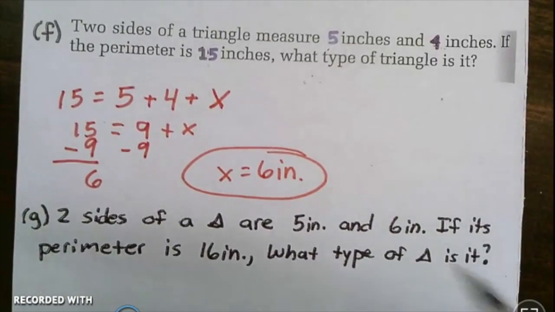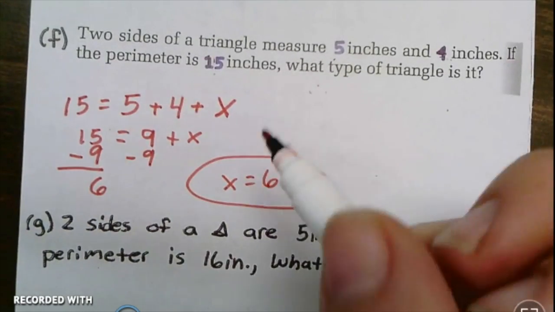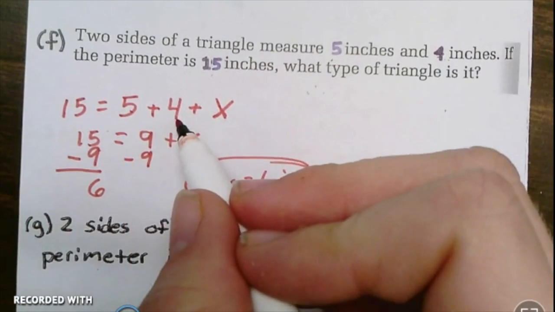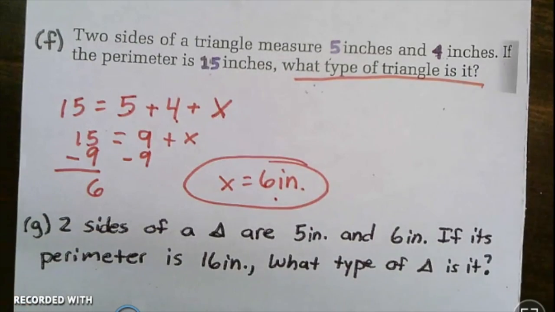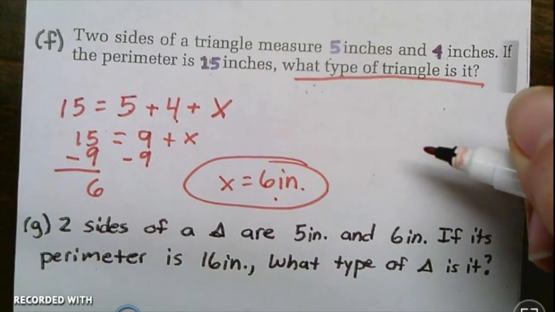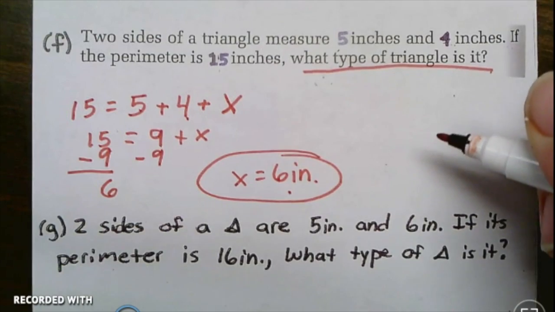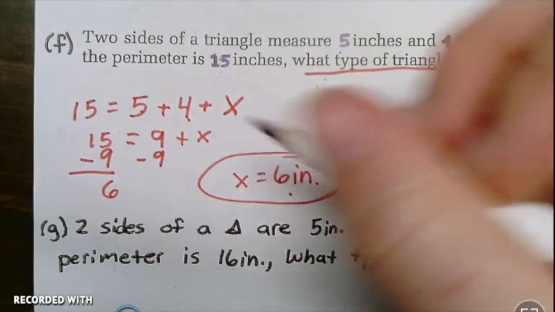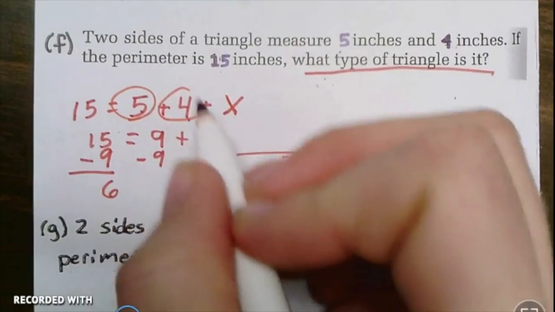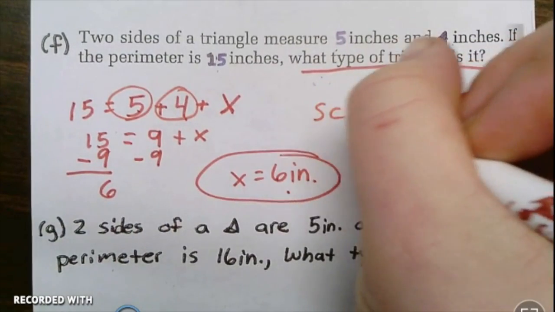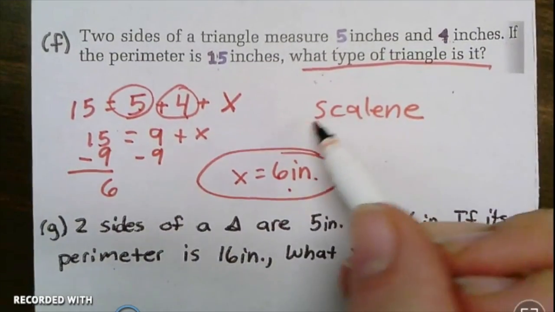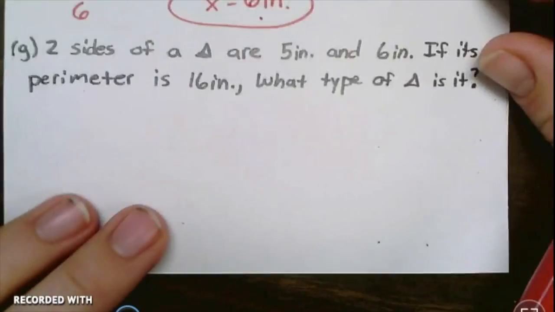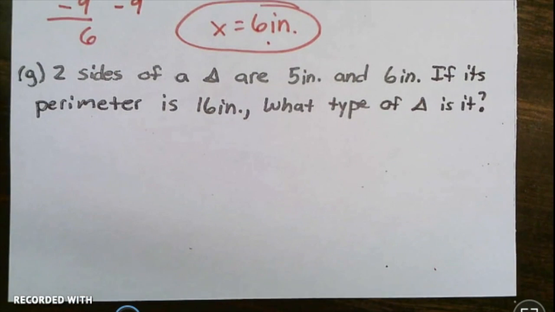That's it. Okay, so now that I know my sides, I've got 5 inches, I've got 4 inches, and I've got 6 inches. So what type of triangle is it? Do they all have the same length? Do they have different lengths or two the same? Right, they're all different. 5 and 4 and 6 are all different, so it is a scalene triangle. Woohoo! All right, go ahead and do example G on your own, and while you do, you can listen to this really cool triangle song.